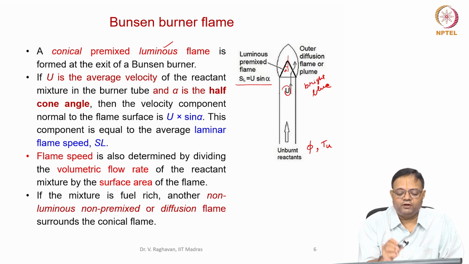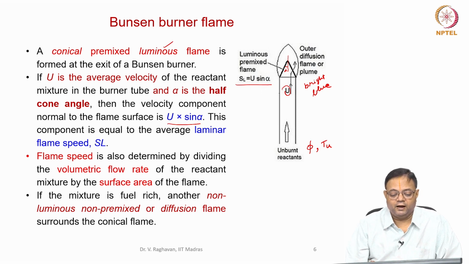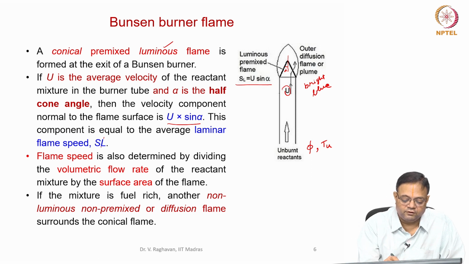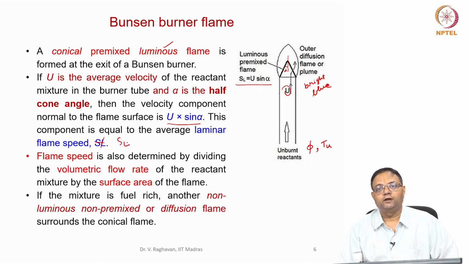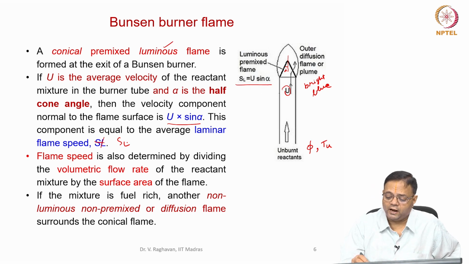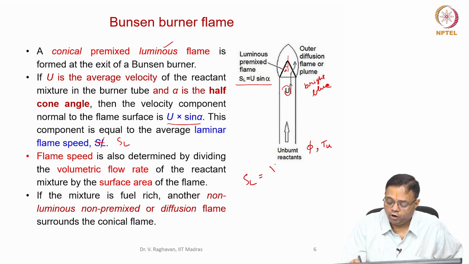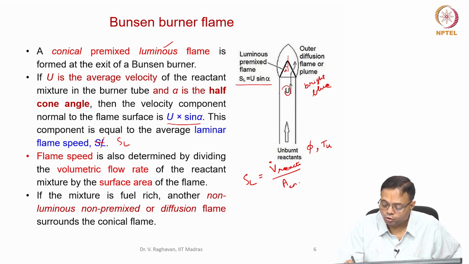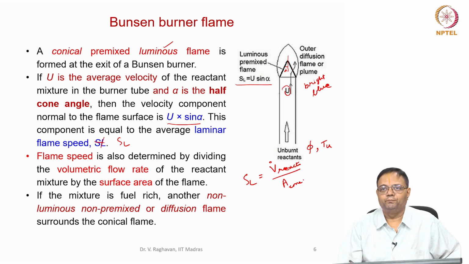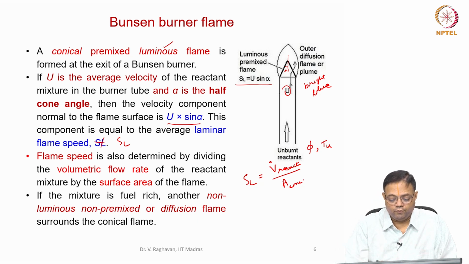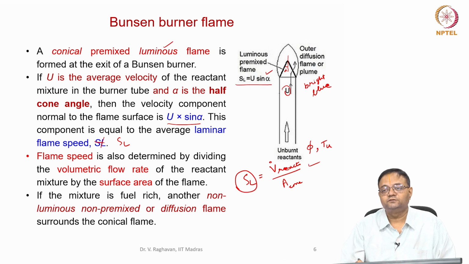So, as I told you, if U is the average superficial velocity and alpha is the half cone angle, then the laminar flame speed, this is actually SL, will be U into sin alpha. We can also calculate the SL as the volumetric flow rate of the reactants divided by the area of the cone, actually basically the area of the conical flame. That also we can use for SL. There will be some difference between the calculation made using the half cone angle and the calculation made using this. There will be some difference.